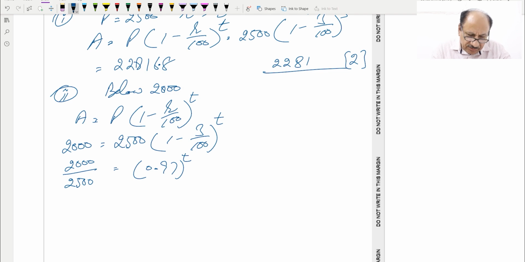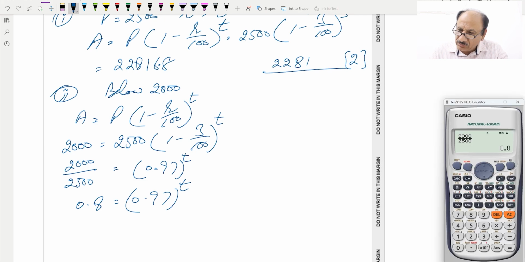So we will write here 0.8 is equal to 0.97 raised to the power T. Now, at this stage, some of the teachers are teaching to take the log, and log is not there in the IGCSE Cambridge syllabus. So, either you can take log, or the easier method is you can use the calculator as well.